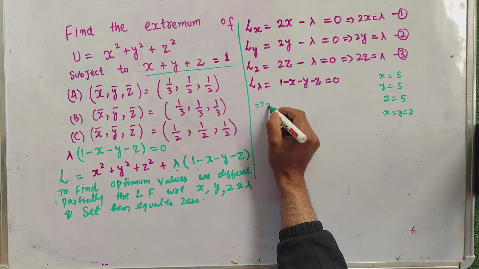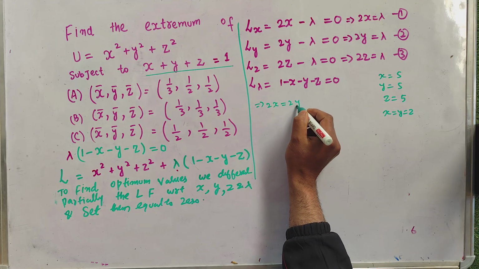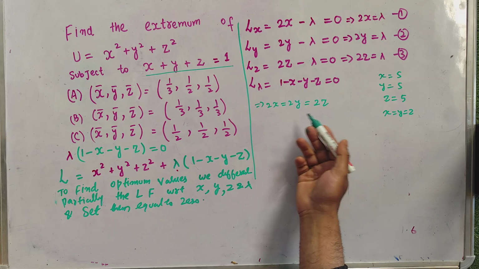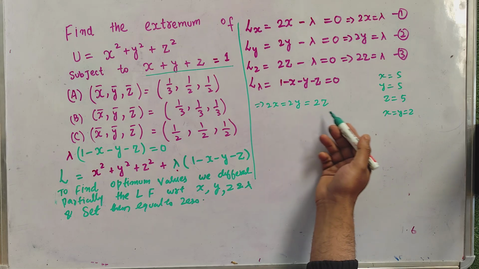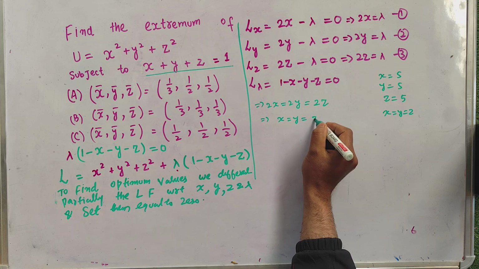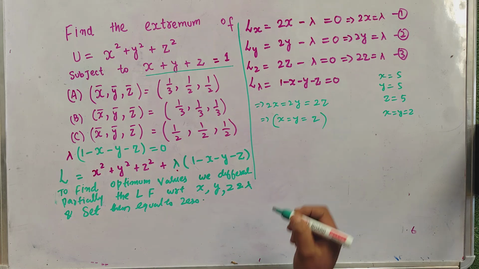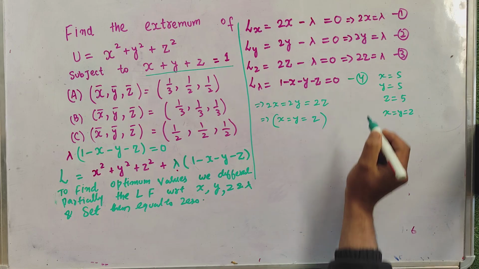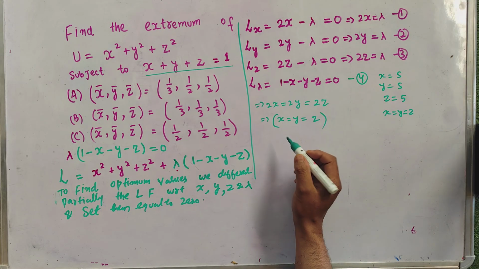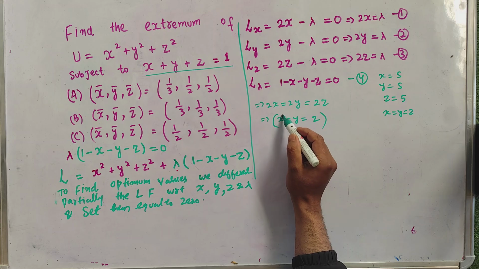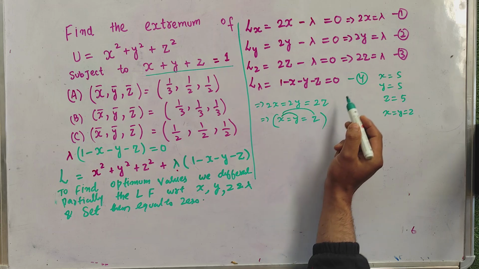That implies 2x is equal to 2y is equal to 2z. So dividing each by 2, we get x is equal to y is equal to z. Now what will we do? Let us say this is equation 4. So let us put x is equal to y and x is equal to z in this equation.